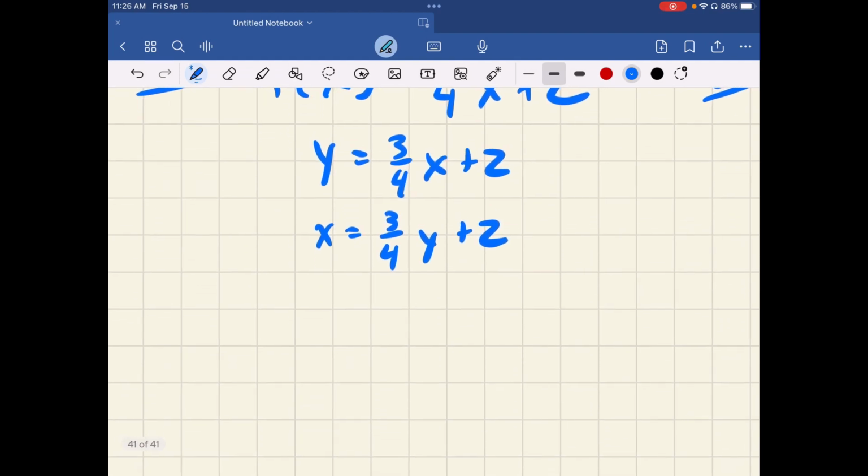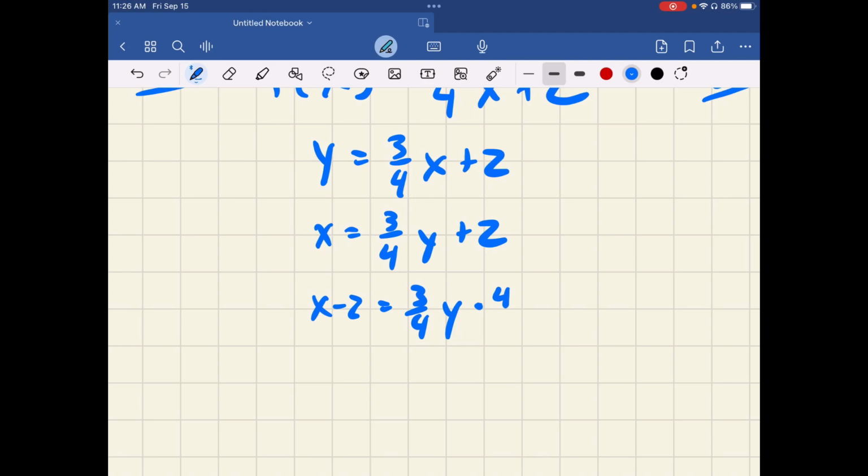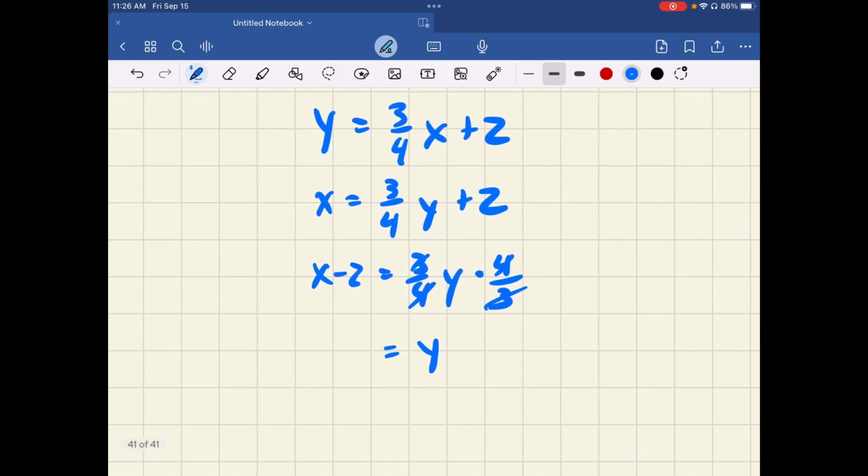So the first thing I'm going to do is move the 2 over. Right? Then we'll multiply by 4 over 3, because then I can see that the 4's will become a 1 and the 3's will become a 1. So all I'm left with is y on the right side. And then on the left side, what I have is 4 over 3 times x minus 2.